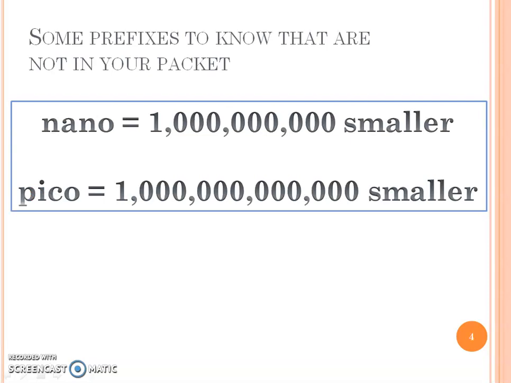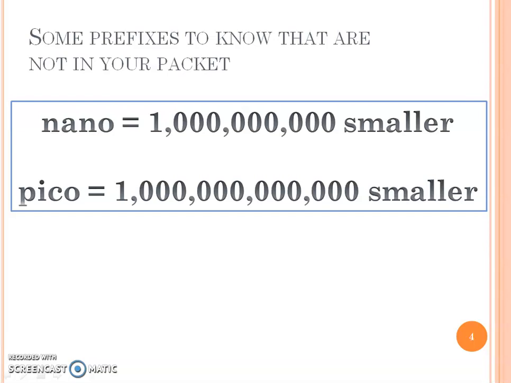So we want to also go through these. There's two prefixes that you're going to see in this review that are not part of your packet. So you might want to get out that list. Remember, from mega to milli. We need to know nano is actually 1 and 9 zeros. Nano for 9, smaller than a regular base unit.